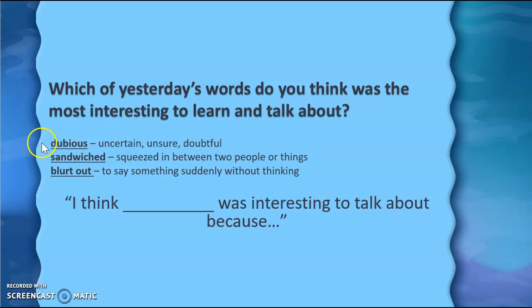So just as a reminder, dubious means uncertain, unsure, or doubtful. Sandwiched means squeezed in between two people or two things. And blurt out means to say something suddenly, without thinking. So if you have someone next to you, you can turn and talk, or think to yourself.